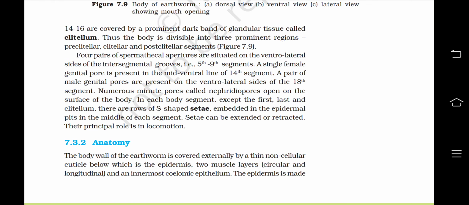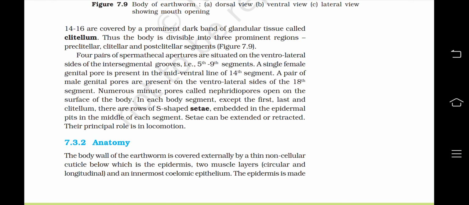Four pairs of spermathecal apertures are situated on the ventrolateral sides of the intersegmental grooves, that is, 5th to 9th segments. A single female genital pore is present in the mid-ventral line of the 14th segment. A pair of male genital pores are present on the ventrolateral sides of the 18th segment. Numerous minute pores called nephridiopores open on the surface of the body.